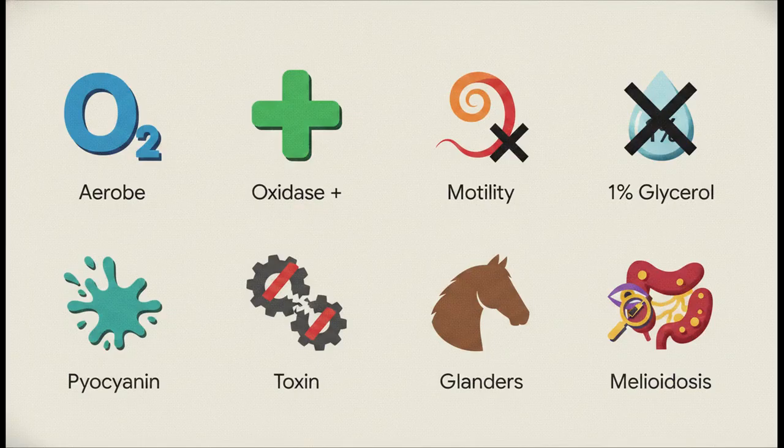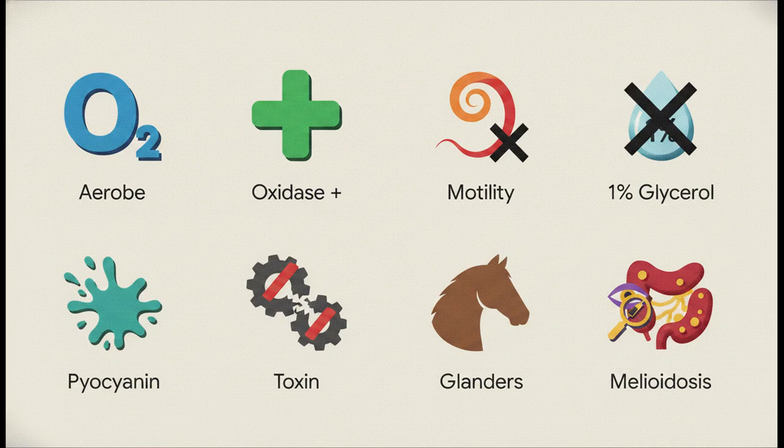Let's run through our 10 non-negotiable high-yield points. Ready? 1. They are all gram-negative obligate aerobes. 2. Most are oxidase positive. 3. Motility is typically via polar flagella. 4. But remember, Burkholderia mallei is strictly non-motile. 5. Burkholderia mallei also needs 1% glycerol for growth. 6. Pseudomonas aeruginosa uniquely makes that blue-green pyocyanin.